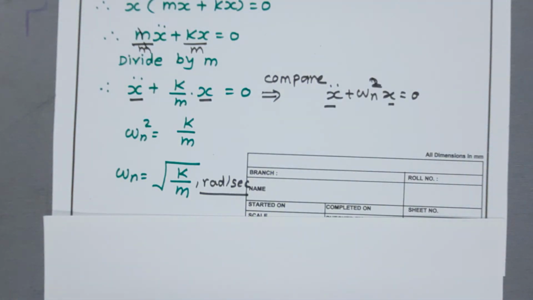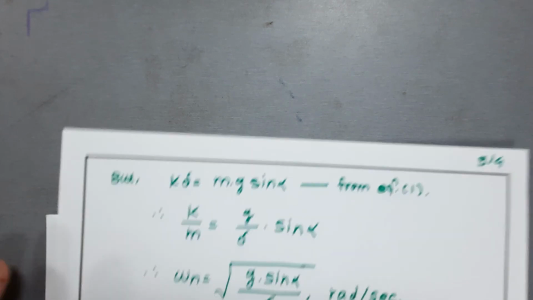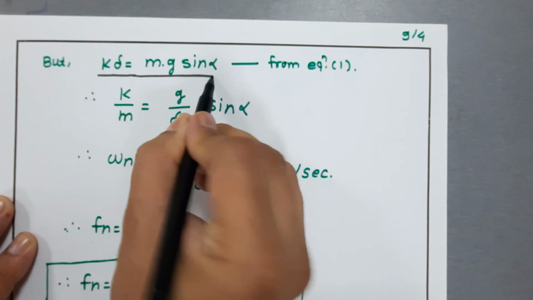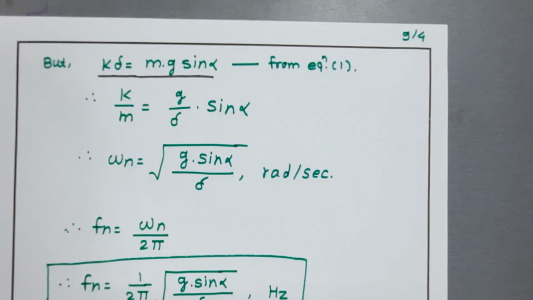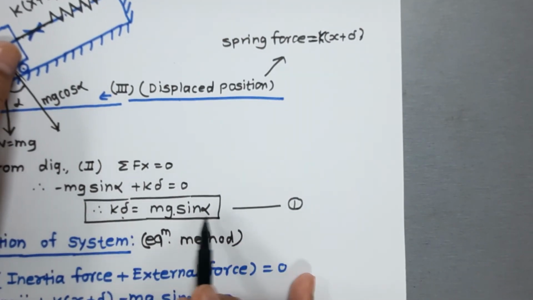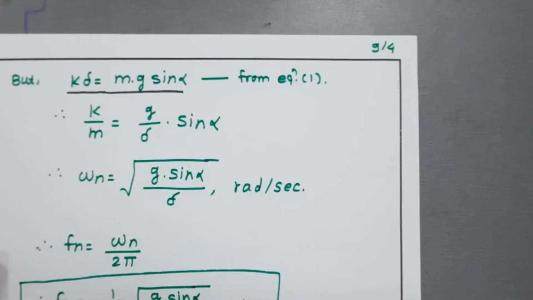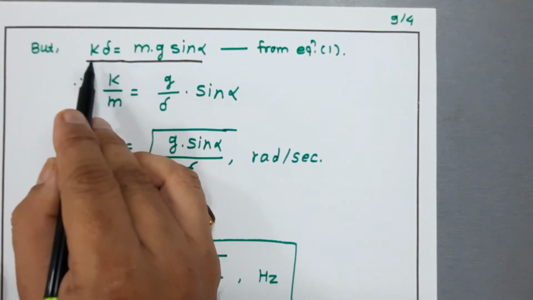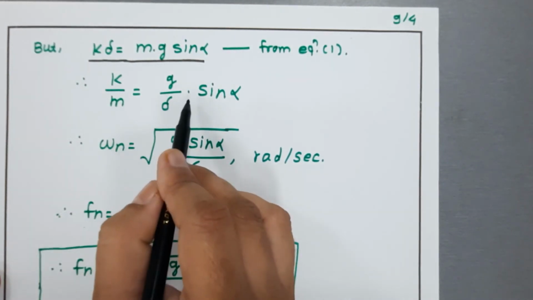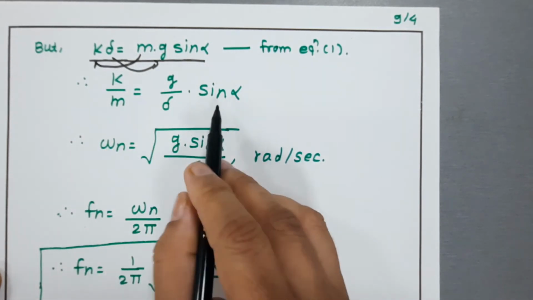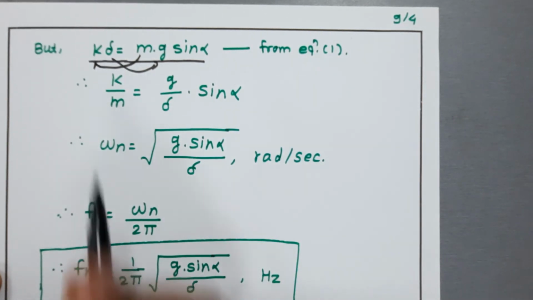Now in equation number 1, dear friends, I have repeated again: we have the equation k delta is equal to m g sin alpha. Observe here, this is equation number 1, k delta is equal to m g sin alpha. I have reproduced this equation here again. After rearranging the terms, k upon m is equal to g divided by delta into sin alpha. So m is divided here, delta is divided. So k upon m is equal to g upon delta into sin alpha. Now this is our new value of k upon m.